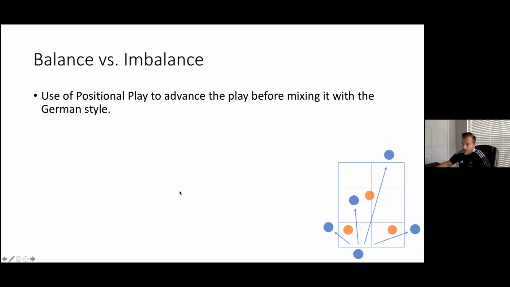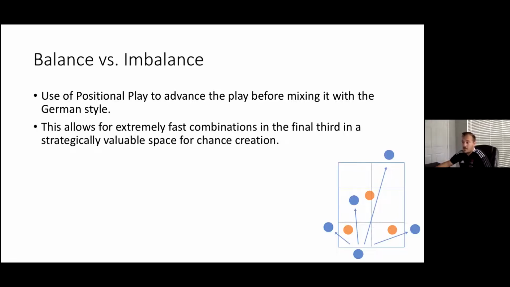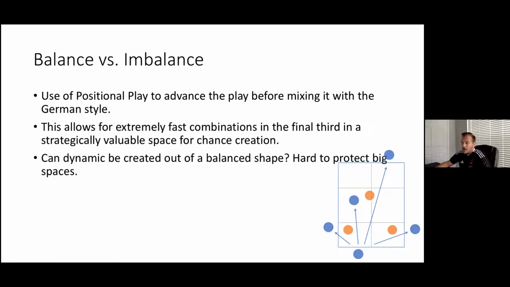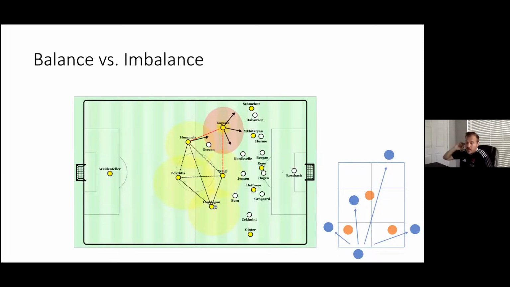And one way a team did it was to use positional play to advance to the box and then mix it a little bit more with the German style, with extremely fast combinations in tight spaces, to try to create through the middle and still counter press. One example was Tuchel's Dortmund, and now he had a really successful time with Chelsea. But one way he did it, he built up in a sort of 2-3-5 or a diamond with Kagawa as a number 10. So almost like 6 forward players.